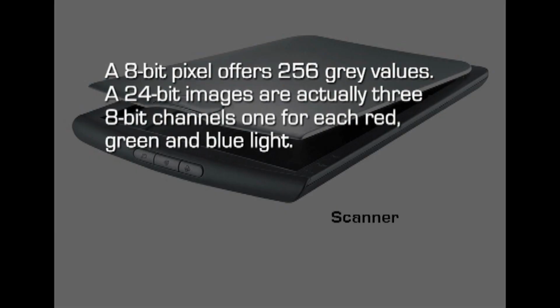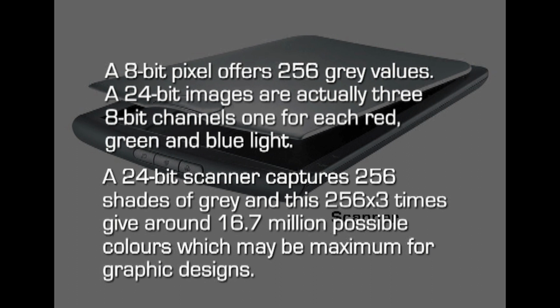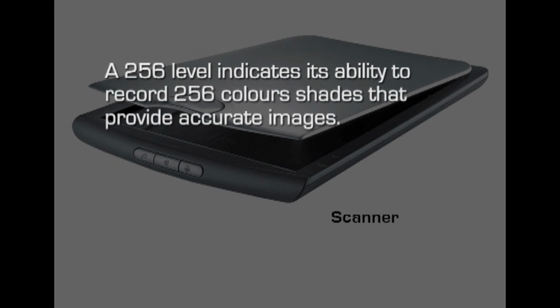An 8-bit pixel offers 256 gray values. A 24-bit image is actually three 8-bit channels, one each for red, green and blue light. A 24-bit scanner captures 256 shades of gray, and this 256 cubed gives around 16.7 million possible colors, which may be the maximum for graphic designs. A 256 level indicates its ability to record 256 color shades that provide accurate images.